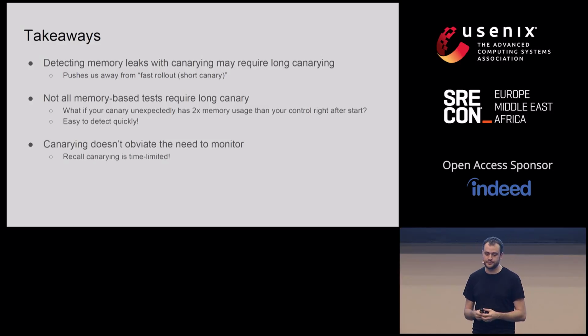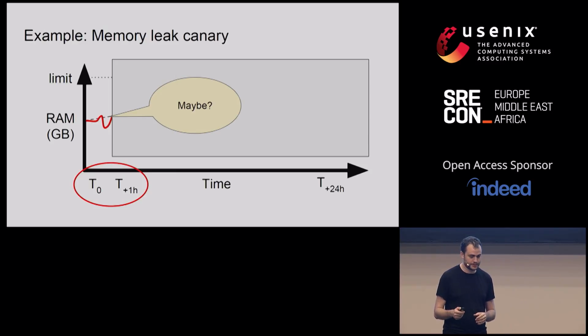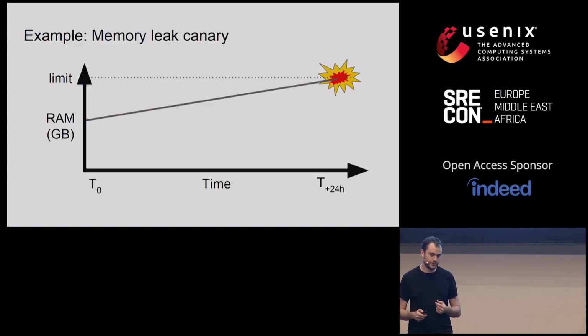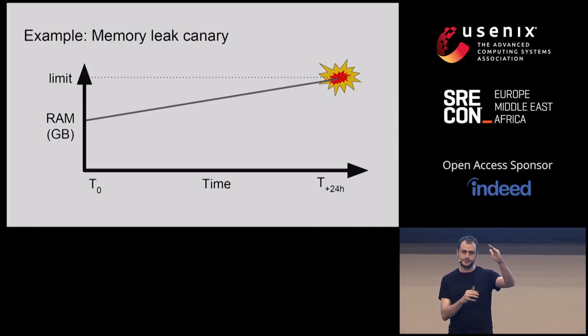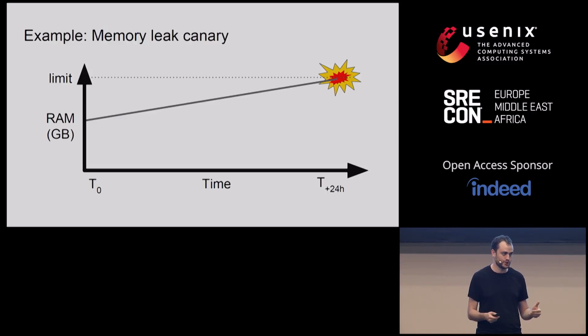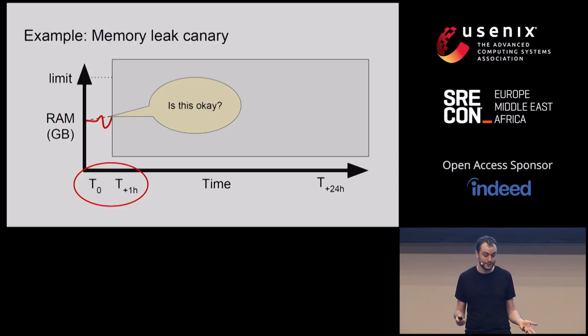So detecting memory leaks with canarying may require way longer canarying and pushes us away from the fast rollout, short canary part of the triangle. Not all memory-based tests require long canary. Again, going back to this example, what if we had a replica that was steady state, and then the canary had like twice as much memory usage? That is something you can decide fast. But if you're trying to decide something as nuanced as a slow memory leak, then you might need more time.